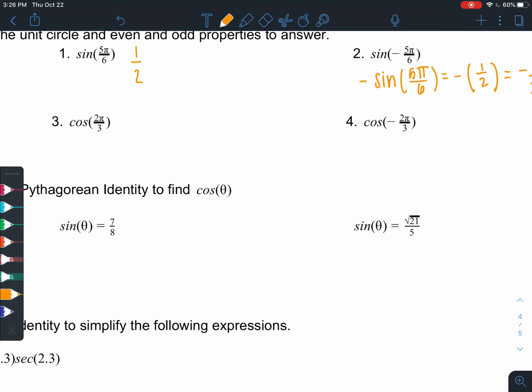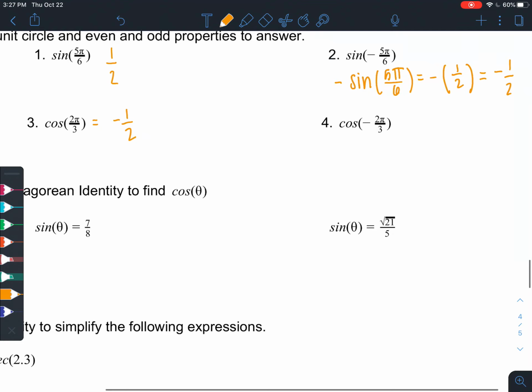Okay, so cosine of 2 pi over 3, that's equal to negative 1/2. Cosine of negative 2 pi over 3 is the same thing as cosine of 2 pi over 3. So we end up with, again, negative 1/2. It's the same value.